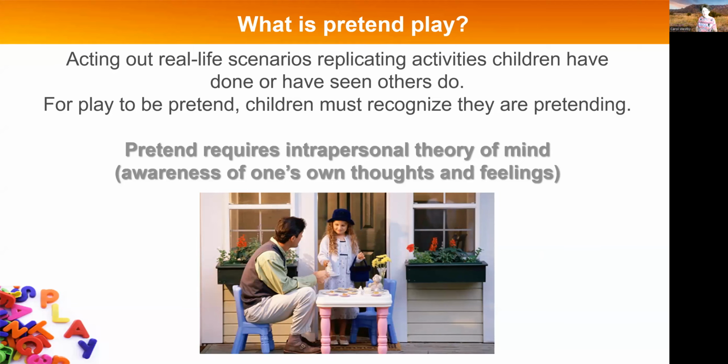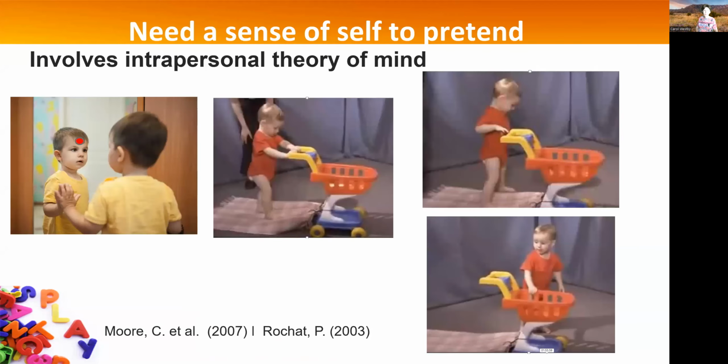For play to be pretend, children must recognize they are pretending. And that requires intrapersonal theory of mind. They have to be aware of their own thoughts and feelings. And to pretend, children need to have a sense of themselves, which is an aspect of this intrapersonal theory of mind. Here are two ways that sense of self has been assessed.